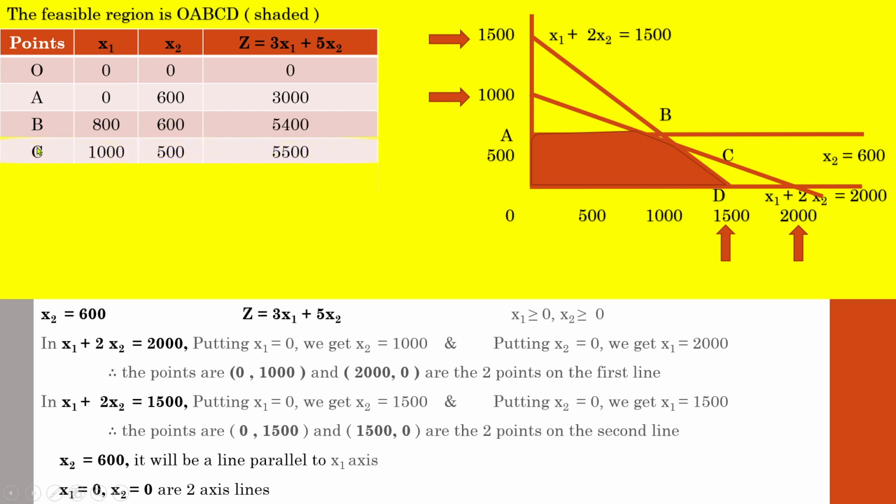Next one, C. C is the point where x1 is 1000. See, this one is 1000, and x2 is a point at 500. So 500 here. By substituting these two, you will get 5500.